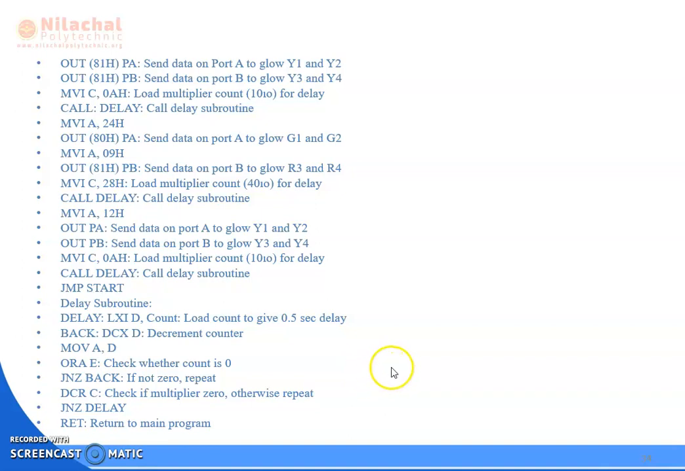Next JMP START. Delay subroutine. LXI D, COUNT, that means load the count to give 0.5 second delay. Next, BACK: DCX D, that means decrement the counter. MOV A, D. ORA E, that is check whether the count is 0. Then JNZ BACK, if not 0, repeat. DCR C, check if the multiplier is 0, otherwise repeat. JNZ DELAY. Then RET, that means return to the main program.